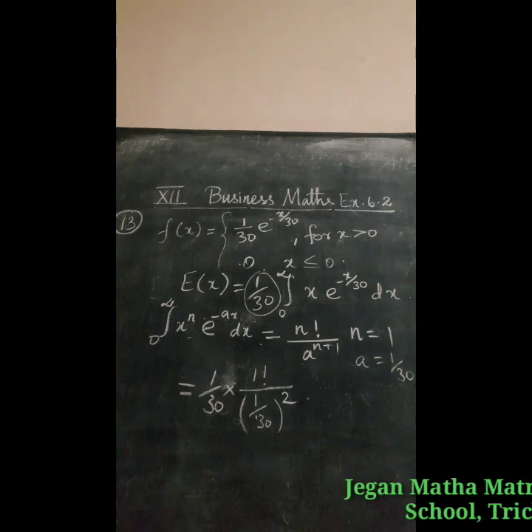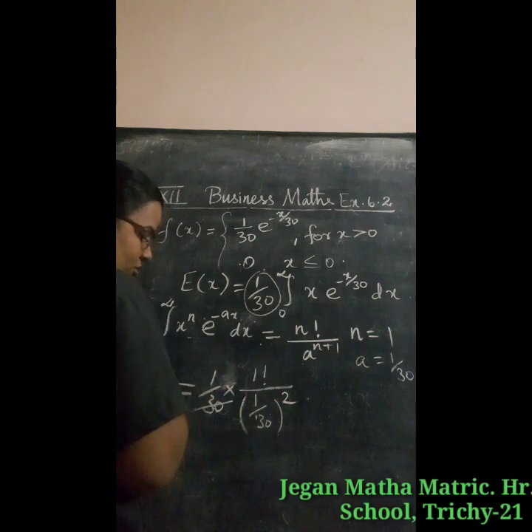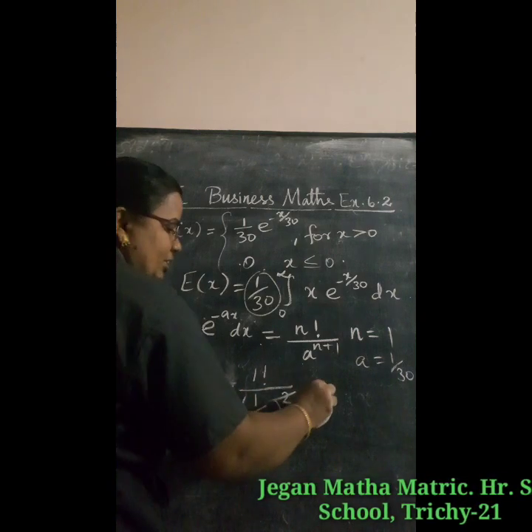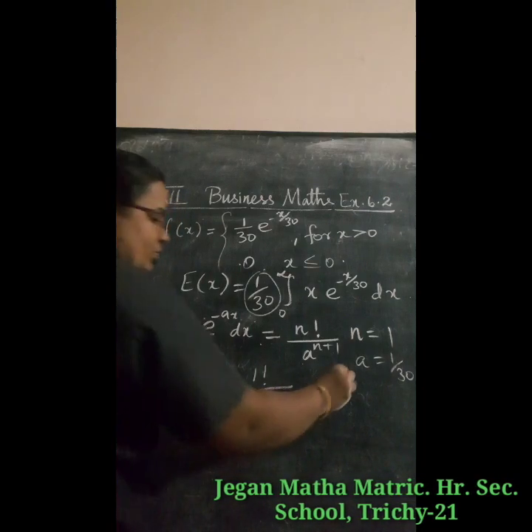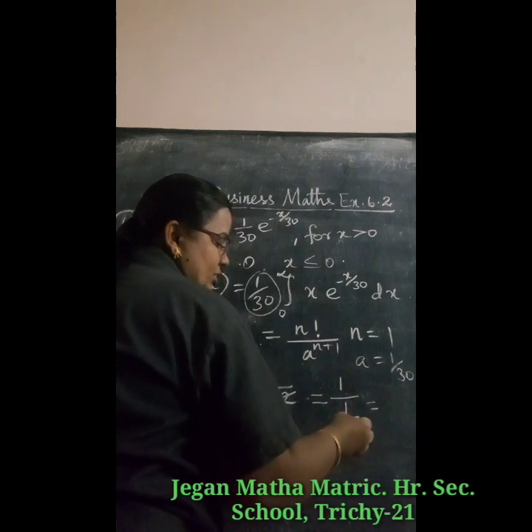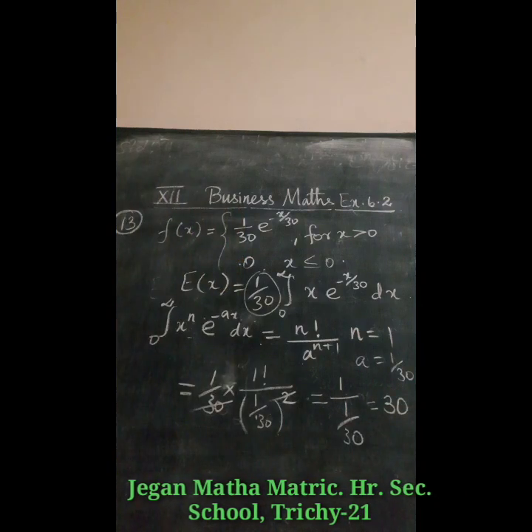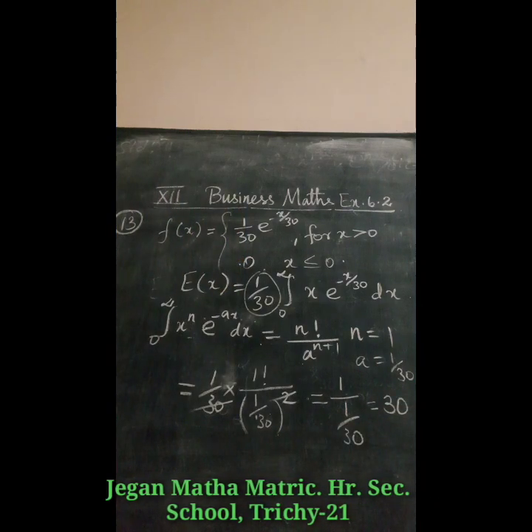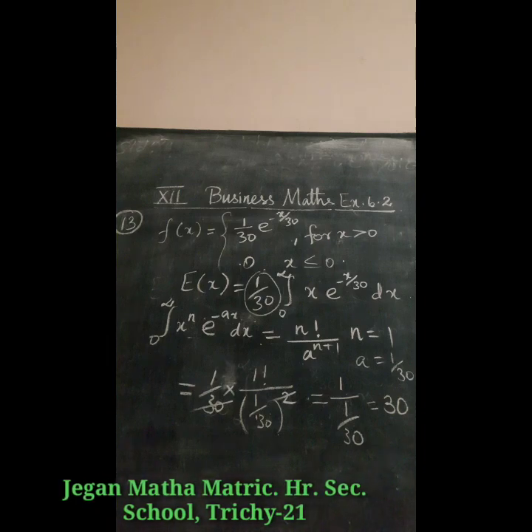Now here, 2 1 by 30s, 2 30s are there. So you have to strike out 1 by 30 and 1 by 30. So what is the remaining answer? That is 1 by 30 only. So 1 divided by 1 by 30, that is equal to, if this goes to reciprocal, we will get 30. So what is the answer for this question? 30. But you have to mention it in miles and in thousands.